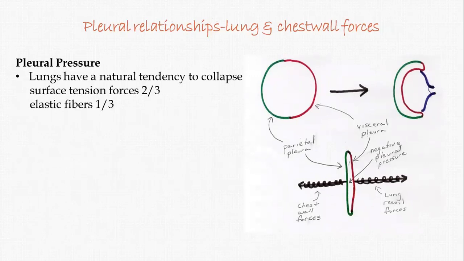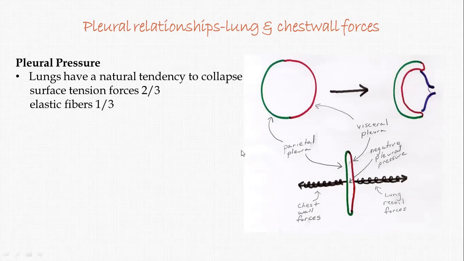You have two layers of the pleura, the parietal layer and the visceral layer. We know that the chest wall forces and the lung recoil forces act in opposite directions. Due to these opposite direction forces, a negative pleural pressure is generated. And this helps in the stoppage of collapse of the lungs.